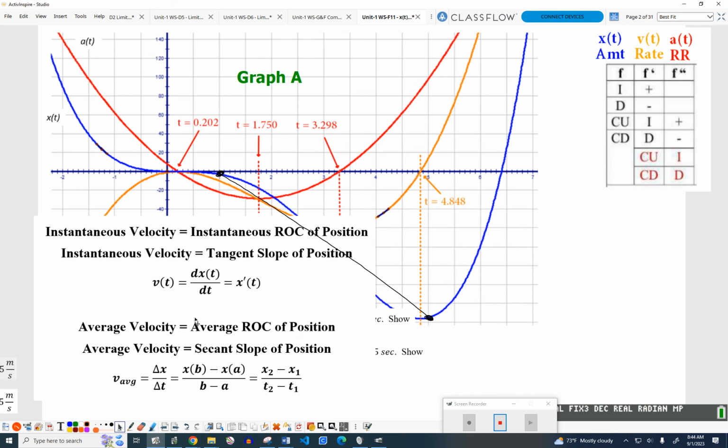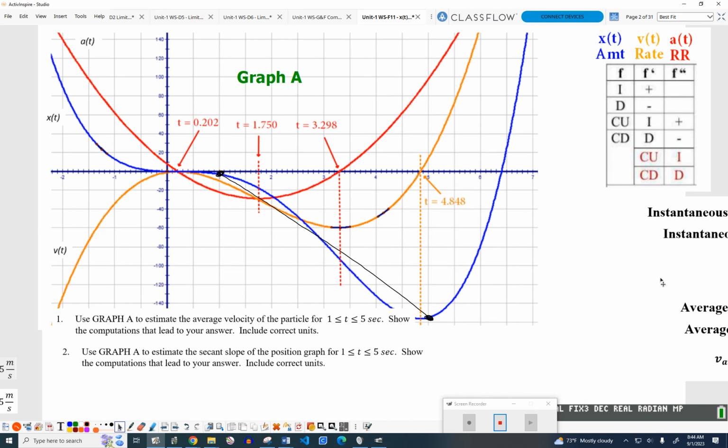It says instantaneous velocity. Instantaneous velocity is the tangent slope of the position. So now I'm going to show you something I don't think you've ever seen before. If I go to the velocity graph, let's pick a really easy one.